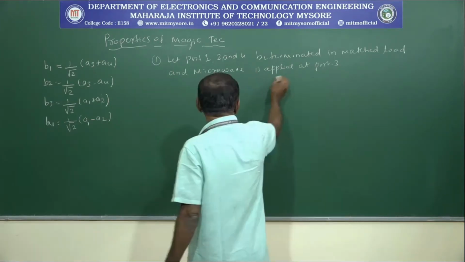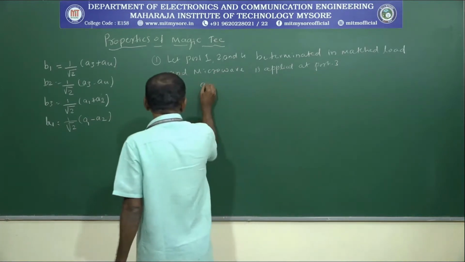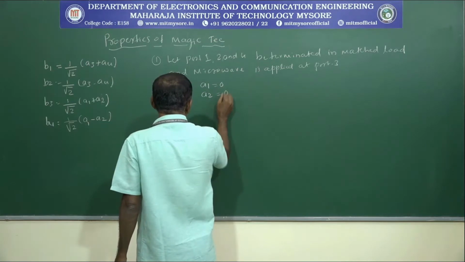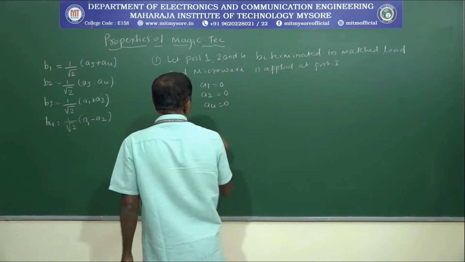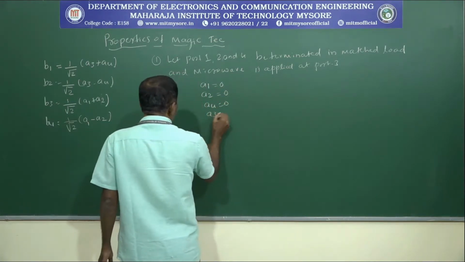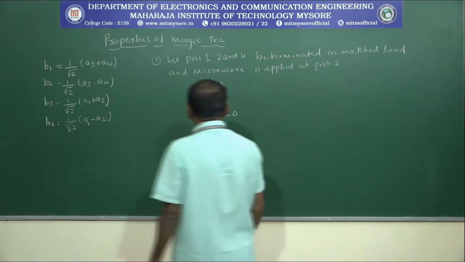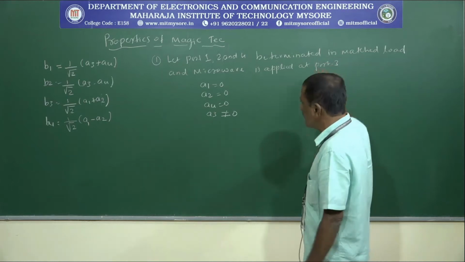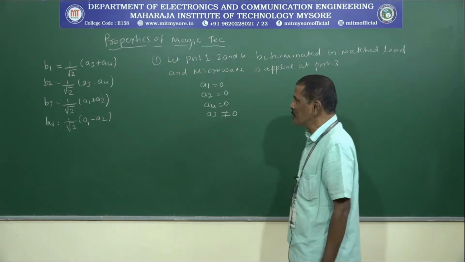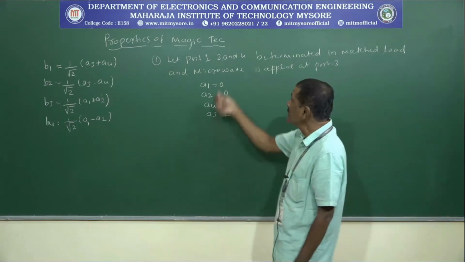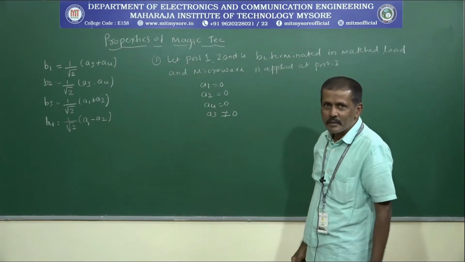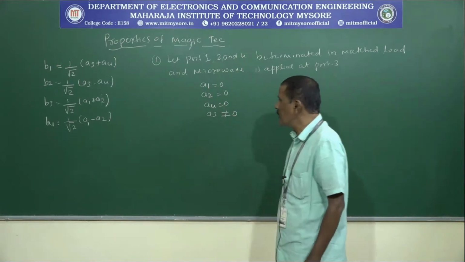When you are applying the signal at port 3, then A1 equal to 0, A2 equal to 0 and A4 equal to 0, and your A3 is not equal to 0 because you are applying the voltage at port 3. Whereas ports 1, 2 and 4 are terminated with the matched loads. Therefore A1, A2 and A4 are equal to 0.